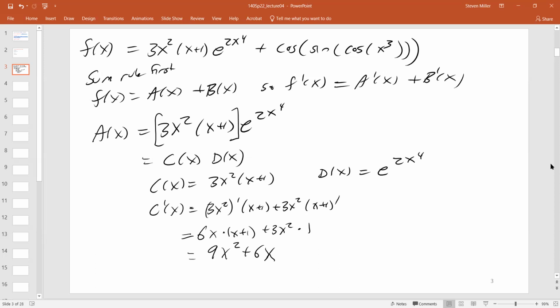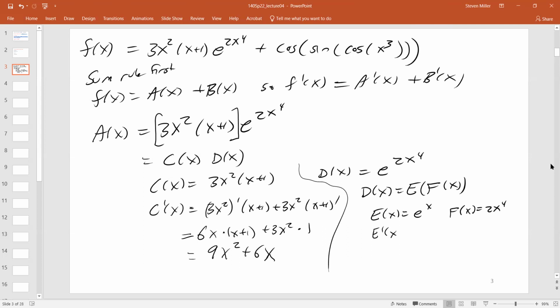Okay. How would we take the derivative of D of x? The e to the 2x to the 4th. Yes. And so what is the rule you're using? Anybody remember the name? Chain rule. So I can write D of x as e of f of x. So e of input is the exponential of input. f of x is 2x to the 4th. And now we see e of f of x is going to be e to the 2x to the 4th.